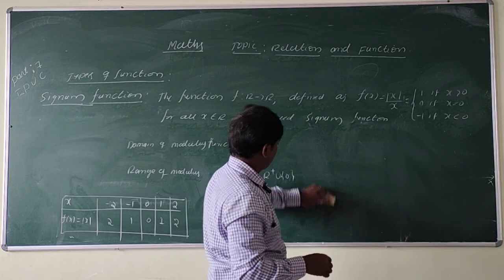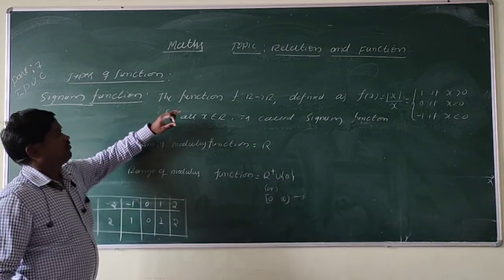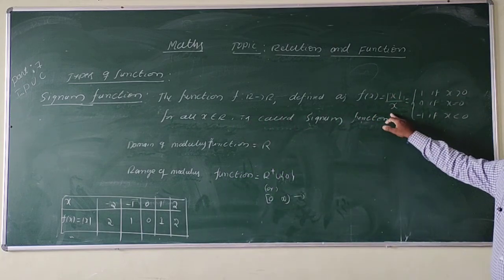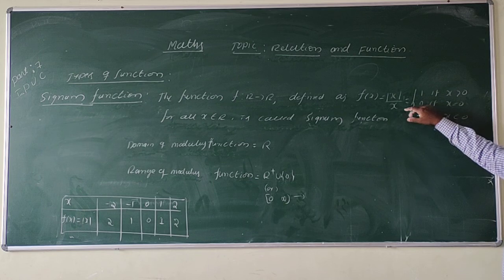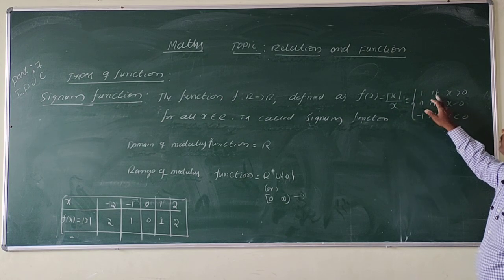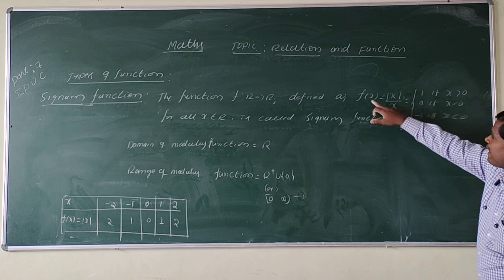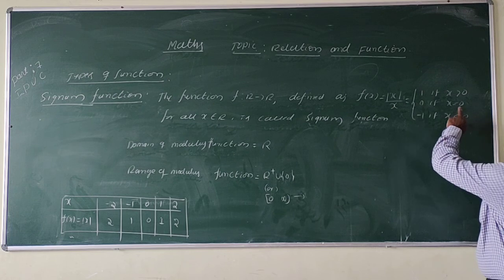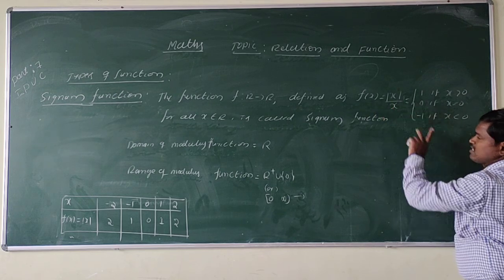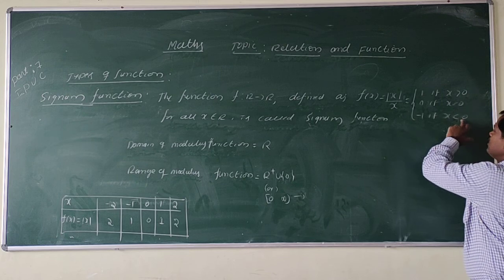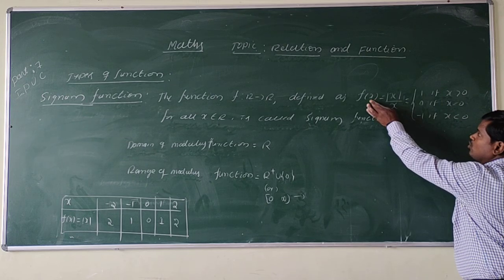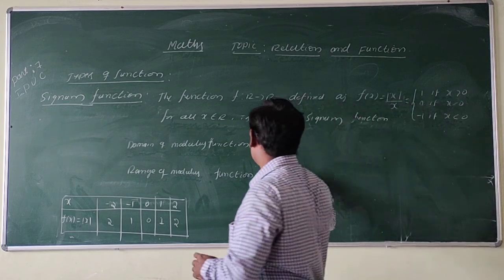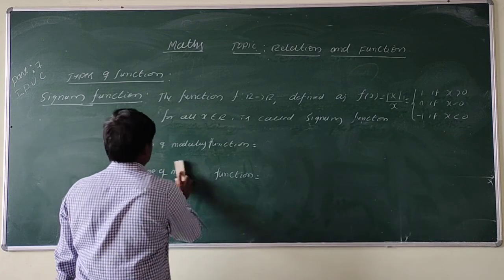So very simple. The function f is a mapping from R to R defined as f of x is equal to mod x divided by x, which is 1 if the value of x is greater than 0. Whatever x greater than 0 we input, the output is 1 only. Similarly, if x is equal to 0, then it is 0, and if x is less than 0, that means negative side, we get minus 1. So that is the signum function. Now its graph, domain and range.